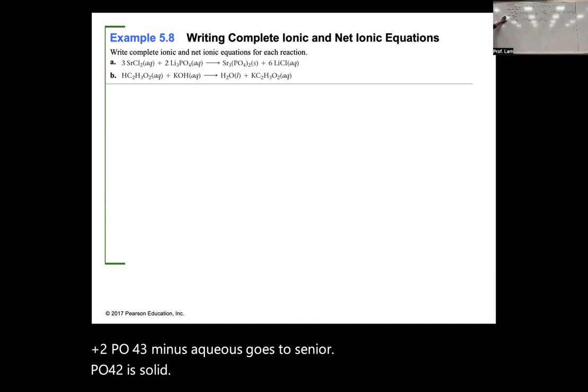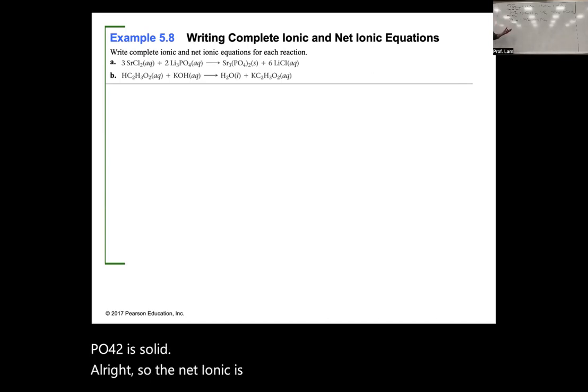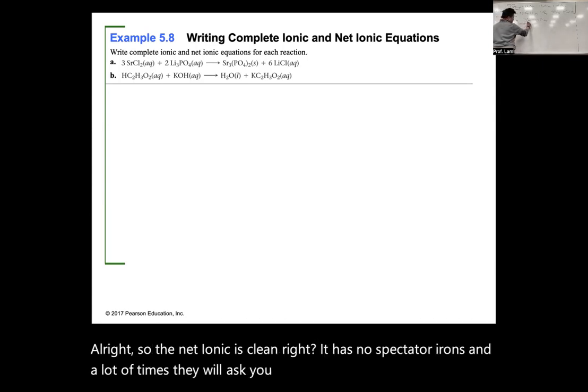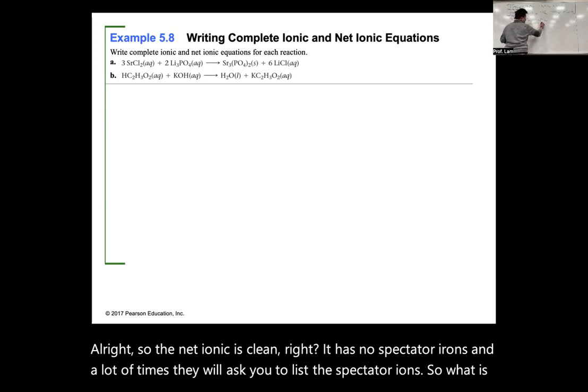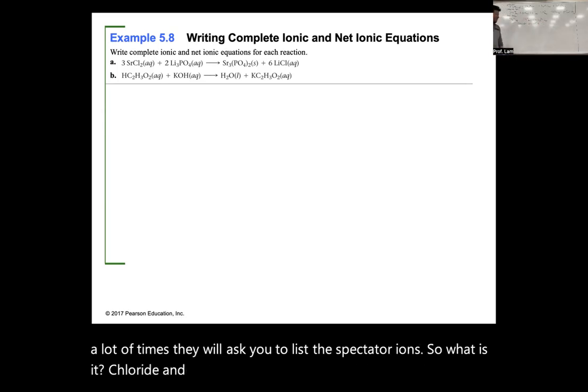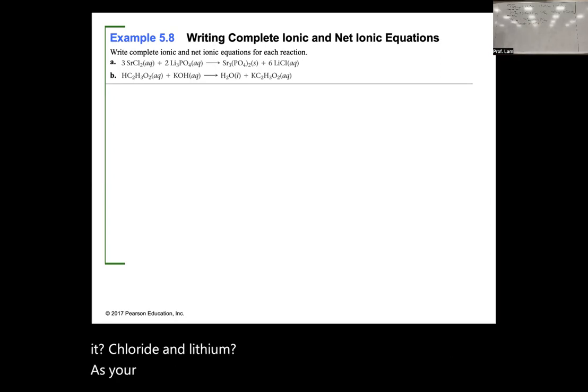All right, so the net ionic is clean, right? It has no spectator ions. And a lot of times they will ask you to list the spectator ions. So what is it? Chloride and lithium plus are your spectator ions. Okay. So you guys should know that, right?